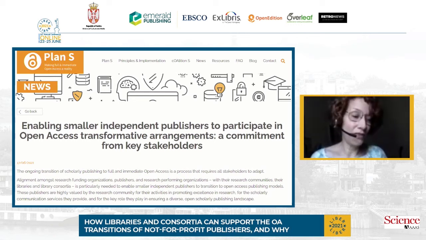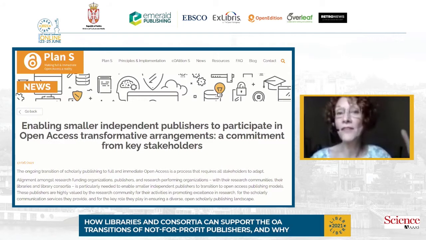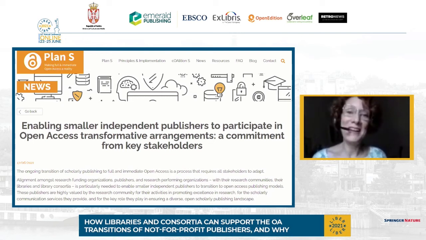We try to do that within the context of OA 2020 on a high level, and in the context of the ESAC initiative on the operational level. And just as a final thought, I wanted to call out how exciting it is to be one of the signatories of this statement, and to show commitment to this transition.